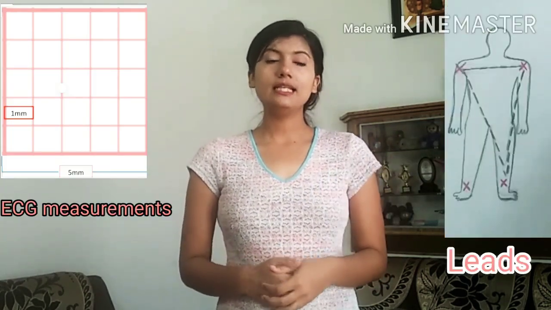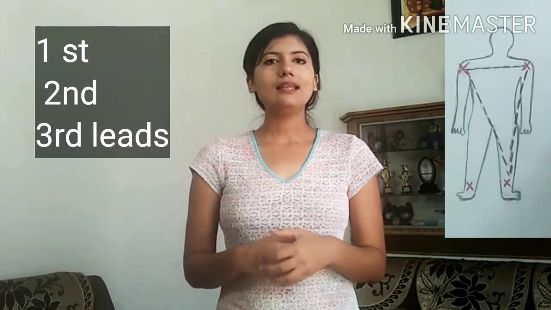We must first acknowledge three main things before jumping onto the P-wave abnormalities. First is ECG graph measurements. Second is leads. You may have heard about 12 lead ECG, 5 lead ECG. Here I'm going to talk about just 3 leads, first, second and third leads. And third is one single question which you must answer before moving on to the P-wave abnormalities.